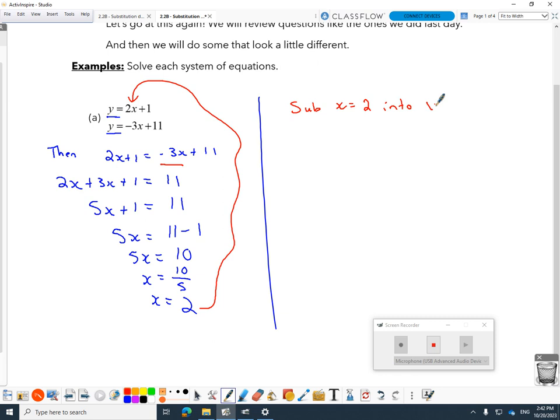Some people don't even write that down. I write it down because I'm teaching you, but you don't have to. You can just start subbing in. You go, okay, y equals 2 times 2 plus 1. And what's 2 times 2? 4. And what's 4 plus 1? 5.